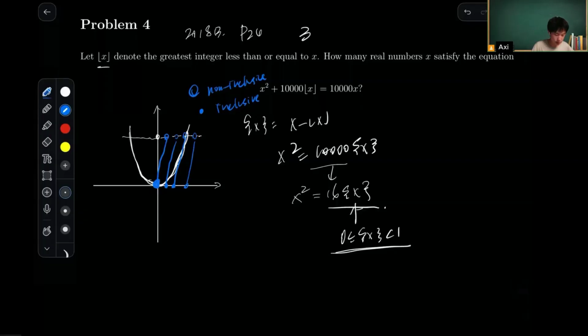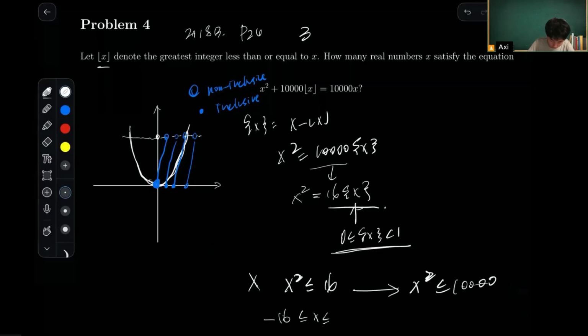Well, essentially, it's just asking, what is the greatest number x such that x squared is still less than or equal to 16? Or in the original problem, what is the greatest number x such that x squared is less than or equal to 10,000? We obtain the new inequality, -4 to +4, and in this case, -100 to +100. So is the answer 201?